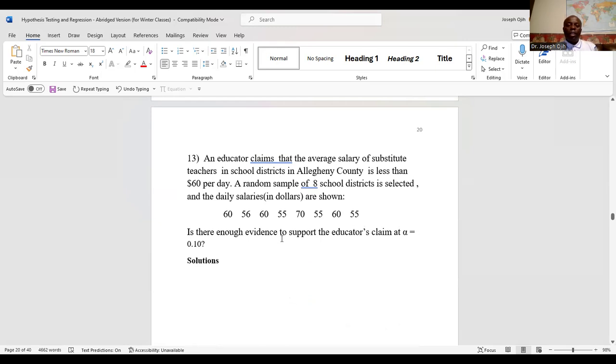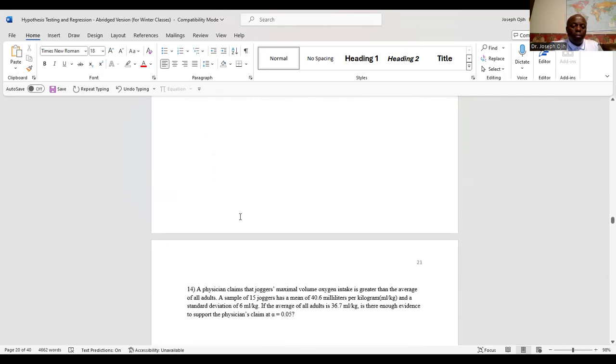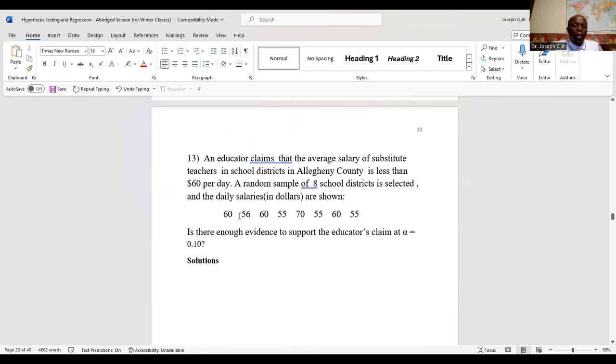Let me start by reading the whole question. It says here that an educator claimed that the average salary of substitute teachers in the school district in Allegheny County is less than $60 per day. A random sample of 8 school districts is selected, and the daily salaries in dollars are shown here. Is there enough evidence to support the claim at alpha 0.10?